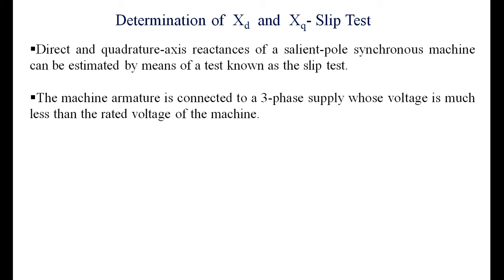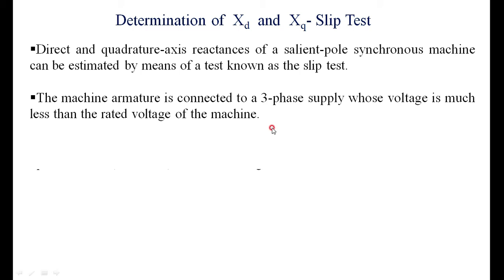because we know that the total impedance offered by the armature is very small. It is comprised of resistance and reactance, but it is very small. If you apply the rated voltage, it will draw heavy current. Therefore, you have to run the machine a little bit less than the synchronous speed, and apply a small voltage to the armature of the alternator.